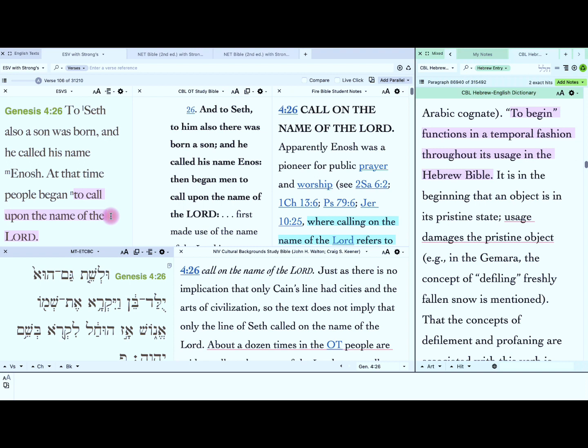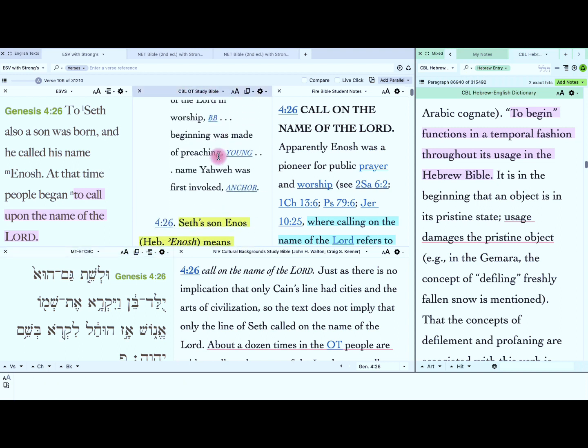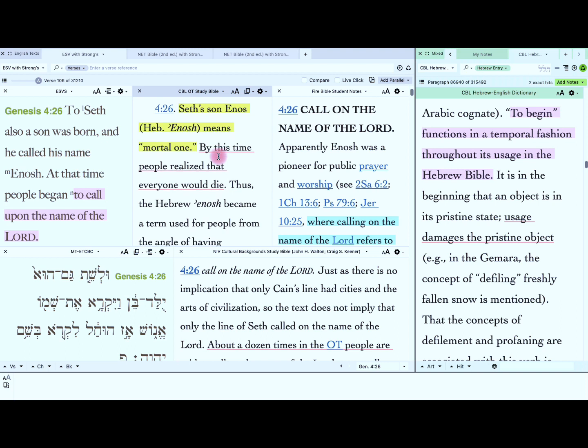The biblical basis, look, for the first time, for meetings, for worship, is found in Genesis 4:26. So this text and this phrase, call upon the name of the Lord, is very, very important. What else? Now let's go to the study Bible, okay? The CBL Old Testament Study Bible. I highlighted something and I want to share with you.